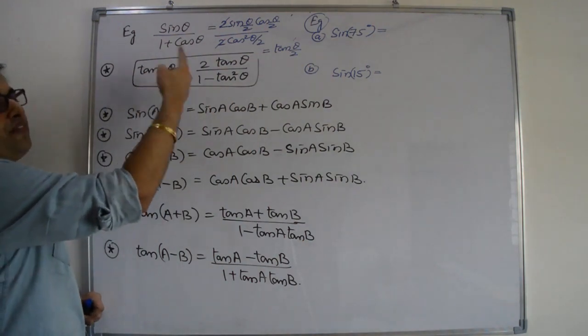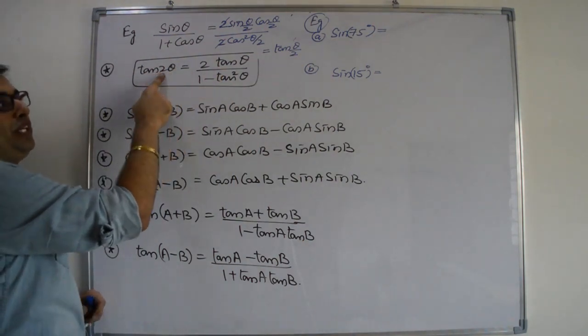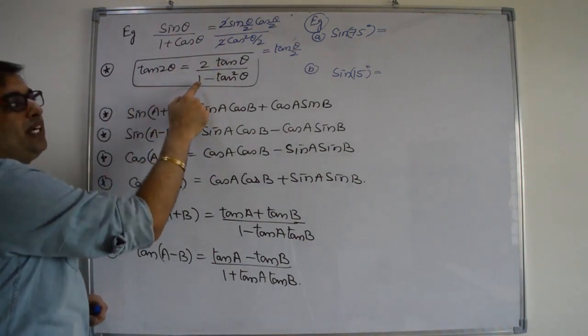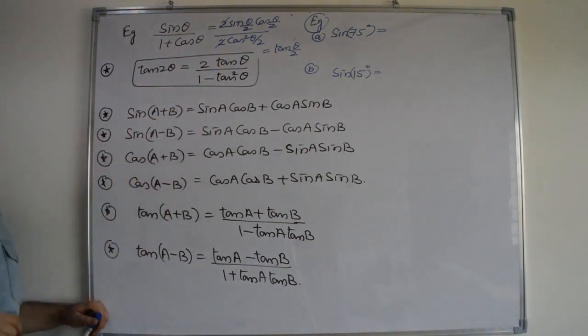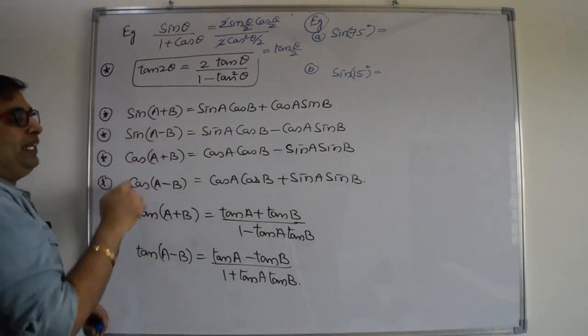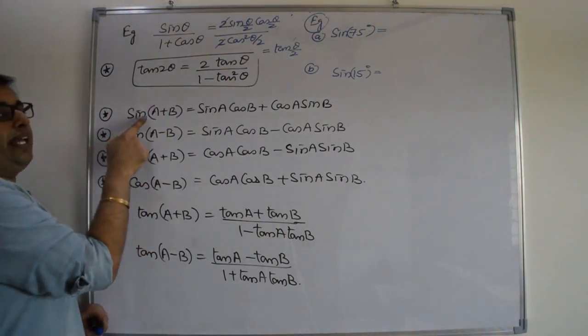Next is tan 2 theta. Again, it is a half angle formula. We are converting 2 theta into theta. So tan 2 theta is 2 tan theta upon 1 minus tan square theta. You have to remember this formula also. Right? Next is sin A plus B.